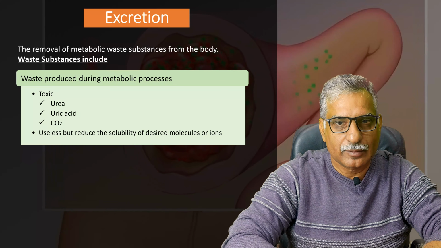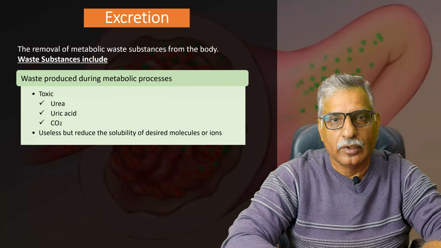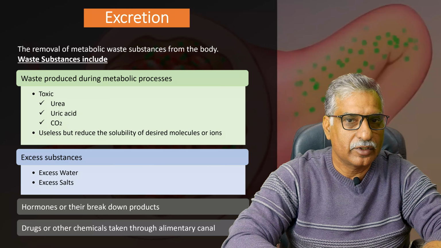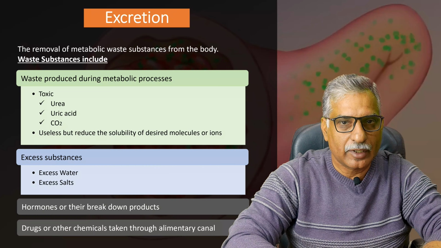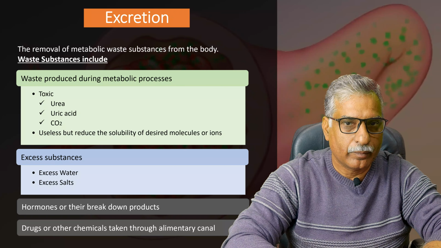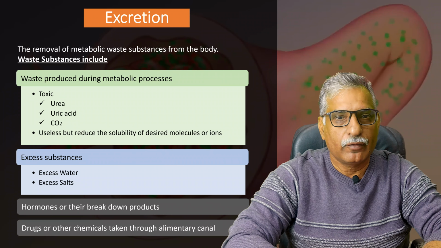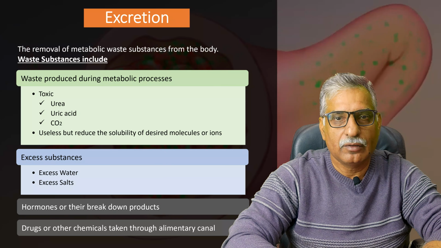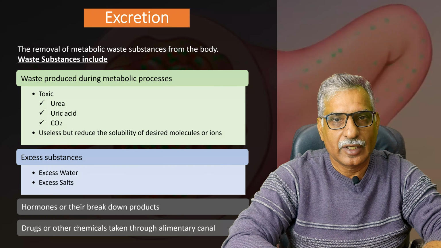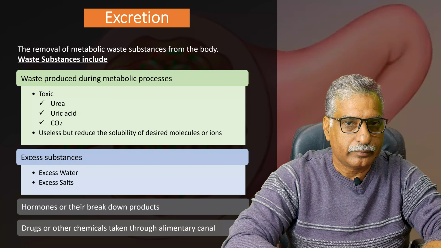So these toxic substances or excess molecules or ions, or even the ions that reduce the solubility of the important molecules or ions, are taken as metabolic waste, and these are required to be removed from the body. If toxic substances are retained within the body fluids, then due to their toxicity, cells will die and lose their functioning.